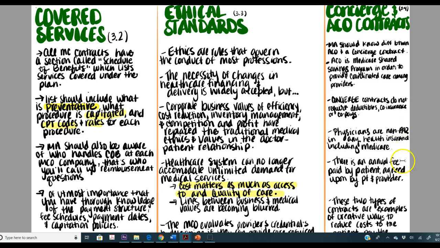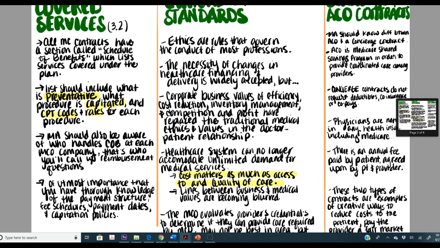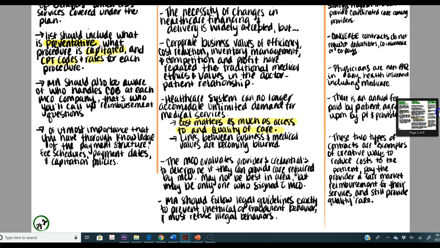And so here's the thing that we know. We know that healthcare is super expensive, and that we are constantly coming up with creative ways to try to reduce those costs. And these two types of contracts are excellent examples of creative ways to reduce the cost to the patient and to be able to pay the provider a fair market reimbursement for their services and still get the patient the quality care that they deserve and that they are seeking.